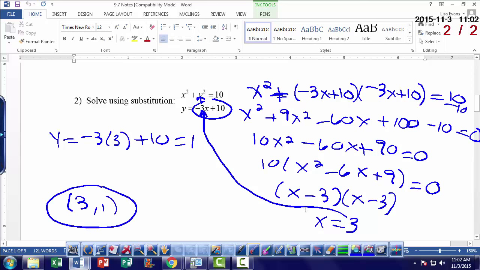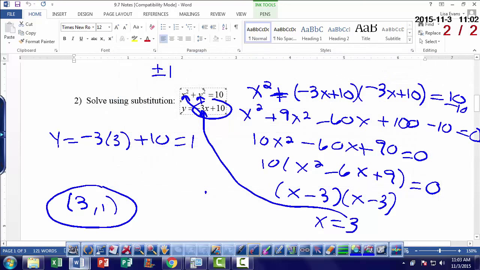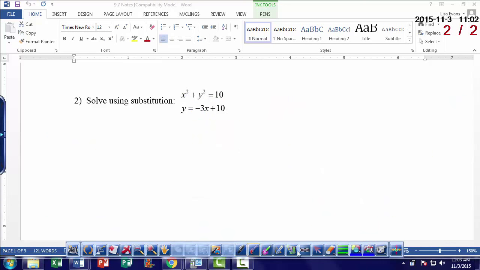Now, if you would have taken this and plugged it into the top equation, you would end up with two answers. You would end up with a plus or minus 1. But the problem is, if you take the negative 1 and test it in the second equation, it doesn't work. So we don't have two answers in this problem. We only have one. All right, let's try another one so you can see how substitution works again.